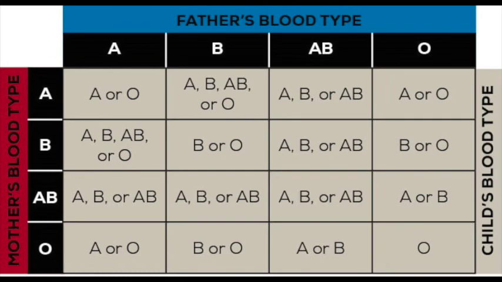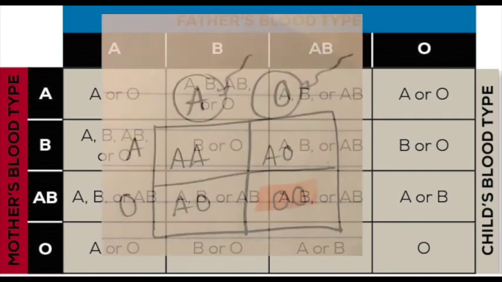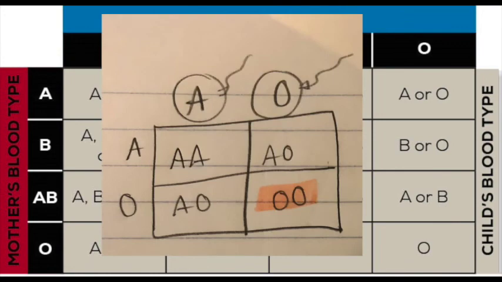It can be hard to understand why some of these will form O blood type. If you draw a simple Punnett square, it can help explain. For example, if the mother and father both have A blood type, the other allele needs to be O for the child to have the possibility of having O blood type.